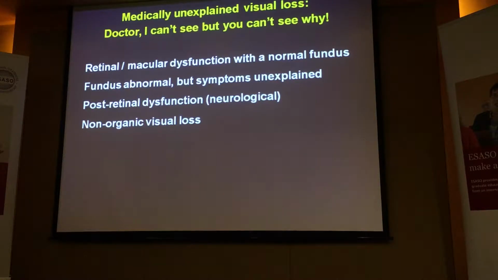Now that leads on to the next one, which is medically unexplained visual loss, which is, doctor, I can't see, but you can't see why. And that's much more of a challenge, because the issues there are retinal or macular dysfunction with the normal fundus, and we've seen examples of cone dystrophy where the fundus was normal, the OCT was normal, the imaging was normal. Fundus abnormal, and of course any CSNB patient, night blindness is the main problem. If the fundus is abnormal, the symptoms are unexplained.